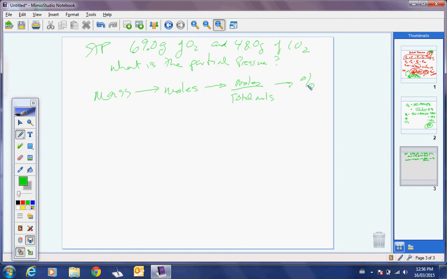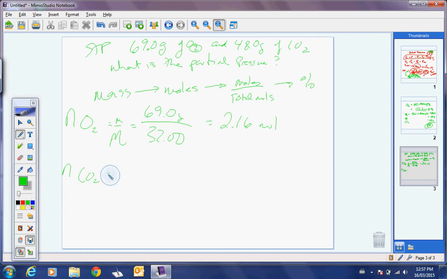Okay. So how do I convert to moles of O2? n is equal to little m over big M, which is 69.0 grams over O2, right? So 16 times 2. Trust me, there'll be three people in this classroom that forget to do that. O2 is 32.00, 16 times 2 of them. Okay? You divide those two numbers and you get 2.16 moles. The number of moles of CO2, same thing, little m over big M, 48.0 over 44.01, and you get 1.09 moles. And so therefore the total moles must be 3.25 moles total.